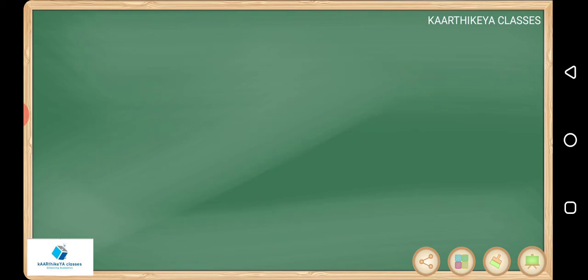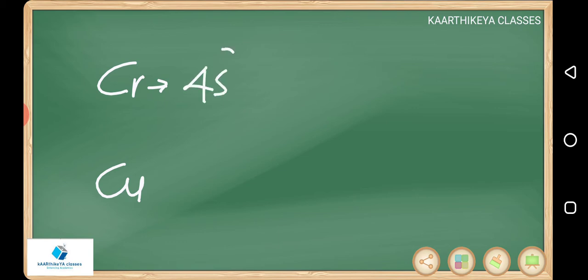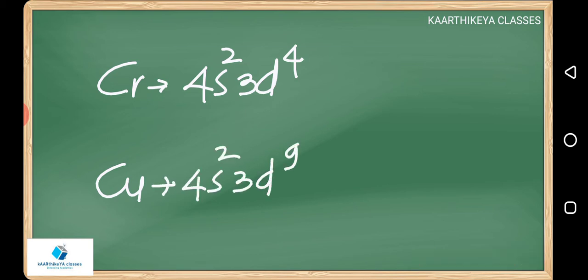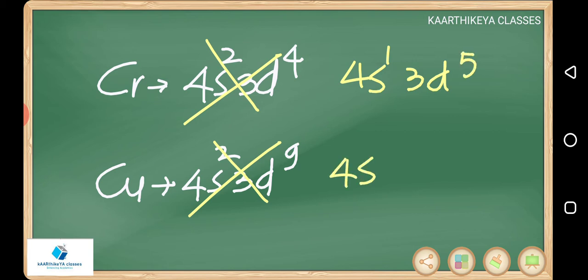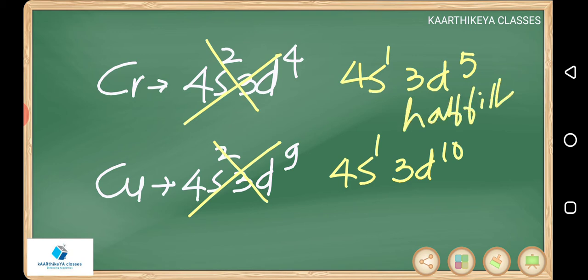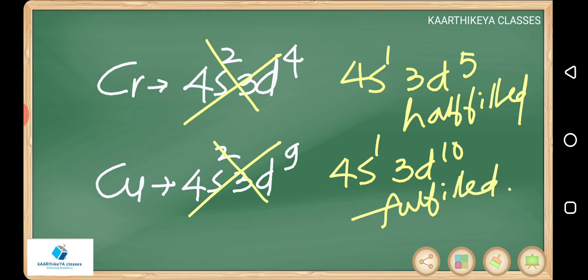But there are some exceptional electronic configurations. About that we'll discuss. Most important are chromium and copper. Chromium, we should see it as 4s2, 3d4, and copper as 4s2, 3d9. But practically they are not like that. It is 4s1, 3d5 and 4s1, 3d10. This is called exactly half filled configuration, and this is called full filled. 3d5 is half filled, 3d10 is full filled.